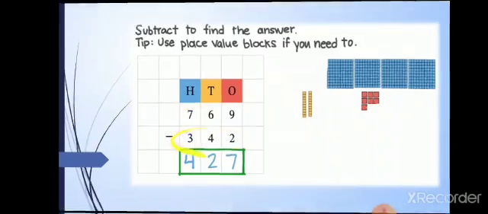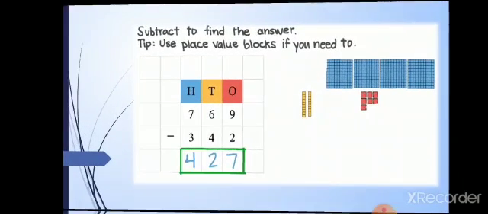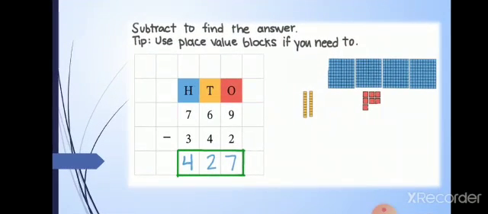769 and 342. These are 3-digit numbers and you have to write them according to their place values. At the upper position there is the greater number and at the lower position there is the smaller number. Now start from the ones place. You have to subtract 2 from 9. When you subtract 2 from 9, you have 7 ones remaining. It means you have a total of 9 ones and you cut down 2 ones, so you get 7 ones.